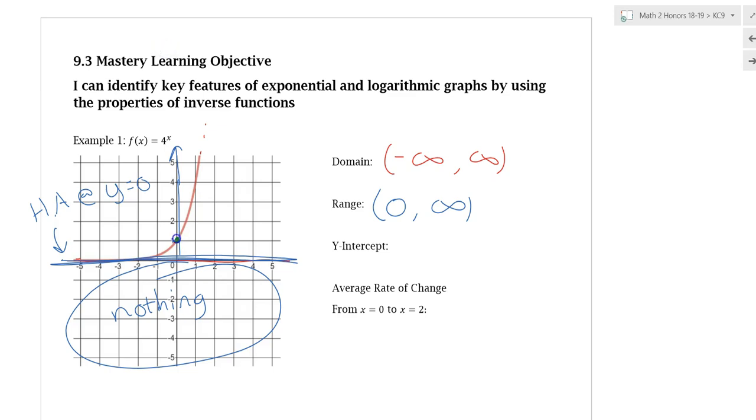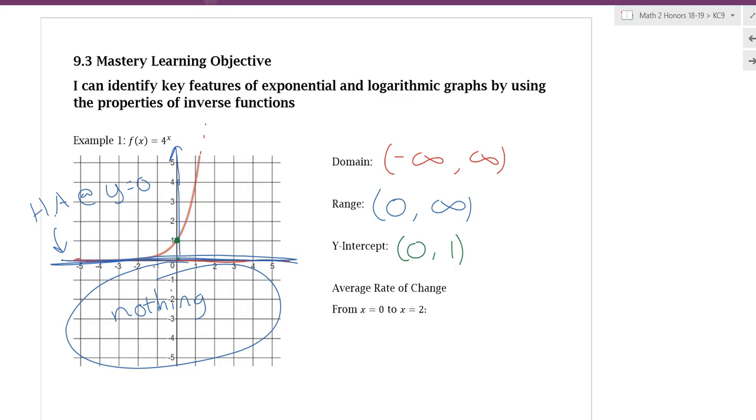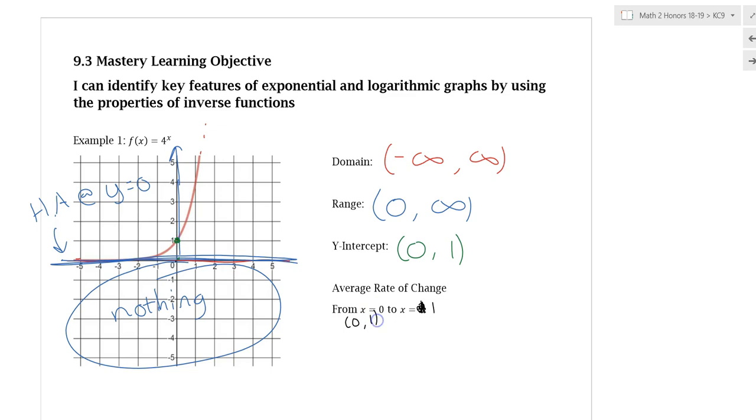Our y-intercept is here. And so that is the point (0, 1). Again, x first, it doesn't move left or right, it goes up 1. And finally, our rate of change, please change that to x equals 1. I can't see x equals 2 on this graph, so we wouldn't really know what that is. So let's find these points. At x equals 0, we're at 1, so that's the point (0, 1). At x equals 1, we're at 4.